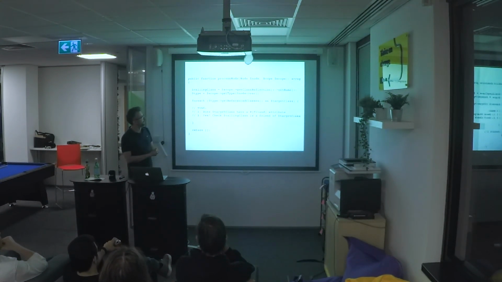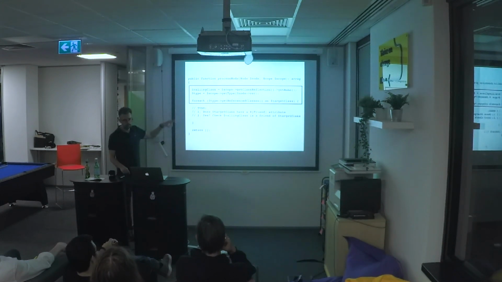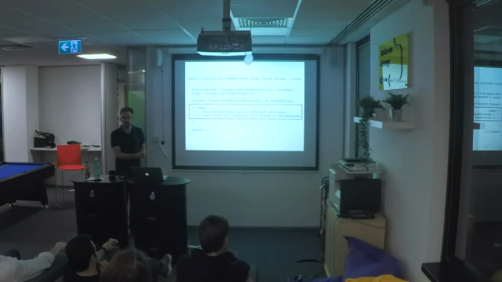So how do we make this work? Let's go back to our process node thing. The first thing we're going to do is this is kind of the same as before. And then we've got this to do. We're saying, does target class have a friend attribute? And then if it does, check the calling class is a friend of target class. Does that kind of make sense? Yeah.